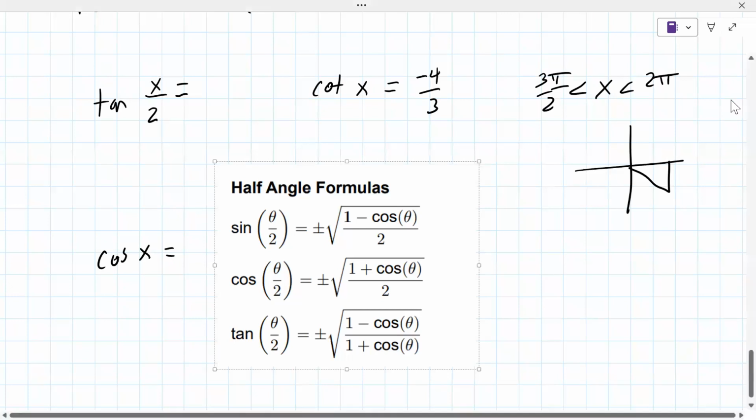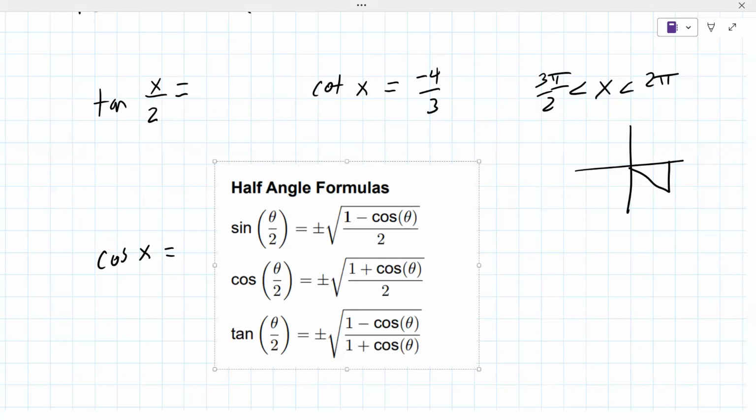So what I'm asking for here, just again to be clear, is I labeled the triangle. We want to figure out what cosine of x is out of this triangle.